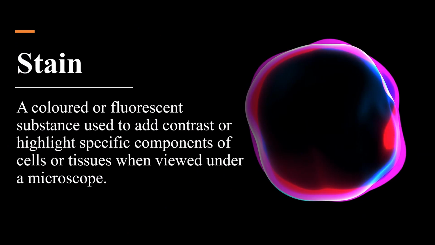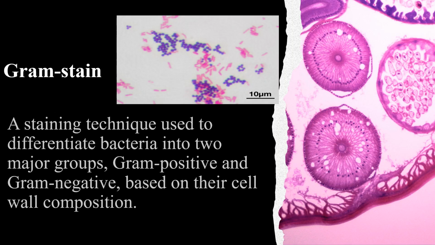Stain, a colored or fluorescent substance used to add contrast or highlight specific components of cells or tissues when viewed under a microscope. Gram stain. It is a staining technique that is used to differentiate bacteria into two major groups, that is gram positive and gram negative, based on their cell wall composition.